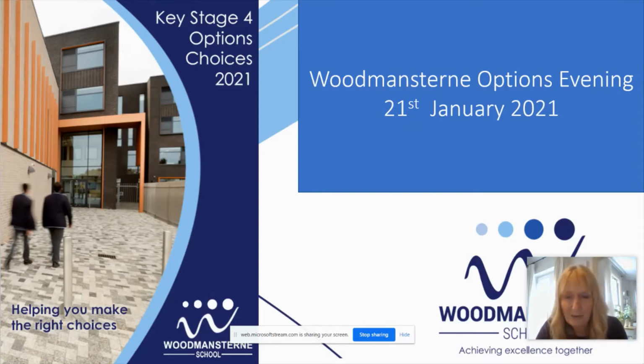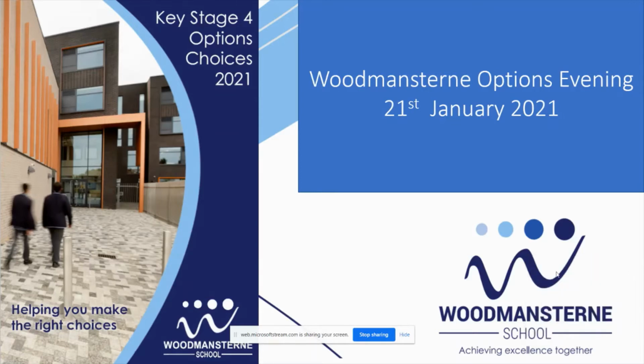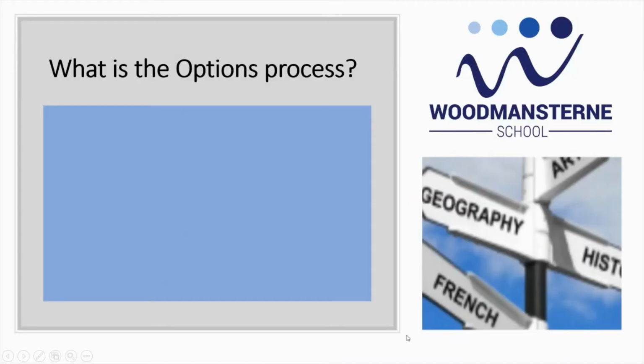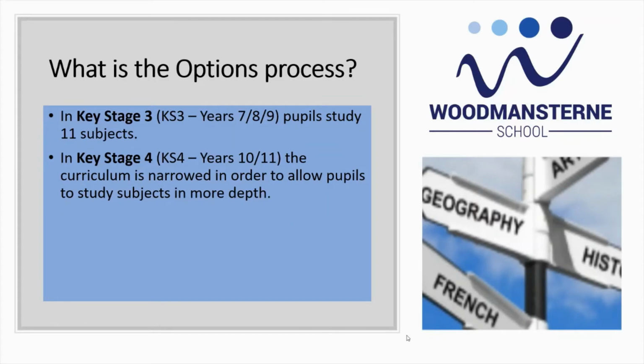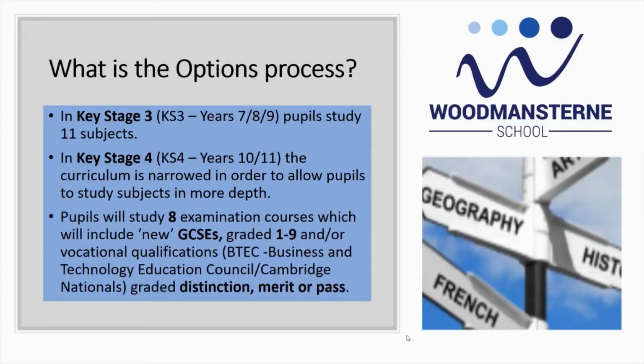I'm now going to remove my head from the presentation so that my head doesn't get in the way of the slides, because what you really want to know is about the options process. So the process itself involves the children narrowing down slightly their subjects. In years 7, 8, 9, the pupils study 11 subjects in total, and our Key Stage 4 curriculum narrows down the subjects that they take to allow the children to study subjects in more depth.